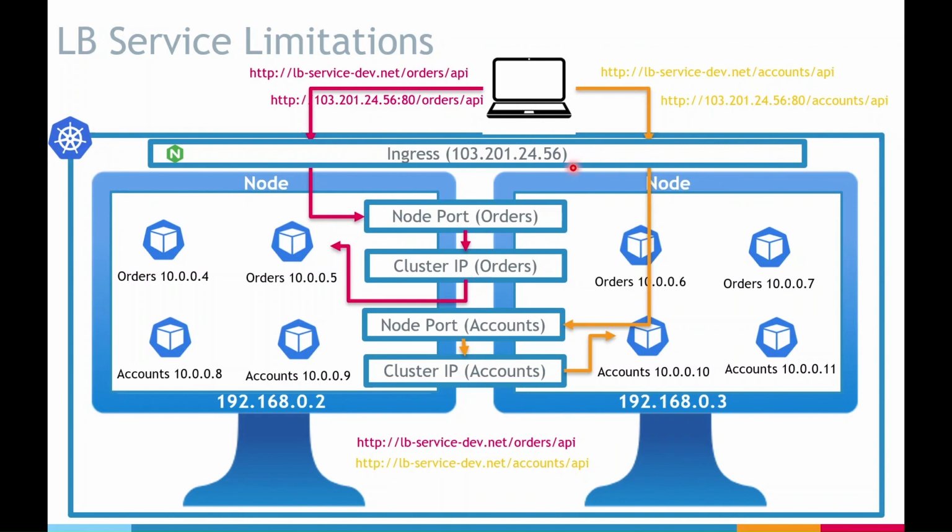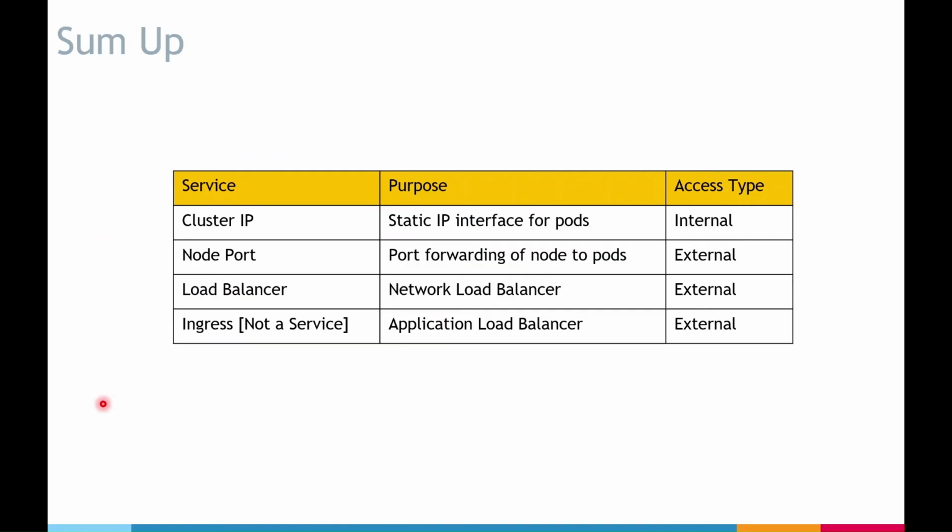So that is how Ingress helps us to overcome the limitation of a load balancer service, and it's quite effective when compared to its counterpart. So now let's sum things up. So we have three services. Ignore this. This is not a service, but I didn't have any option to place it, so I just added it in this table. But we have three main services, and cluster IP is the root.